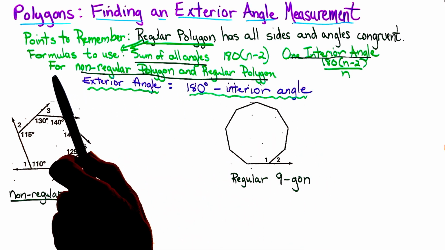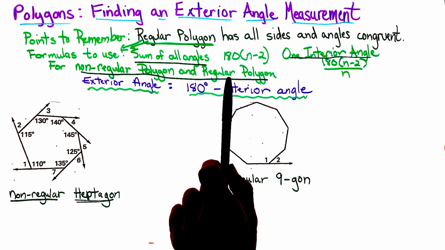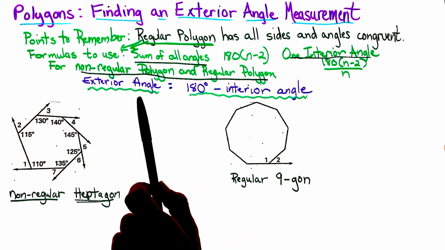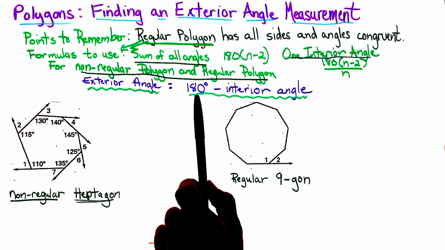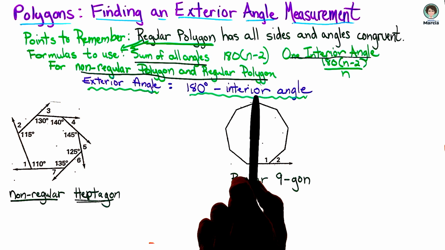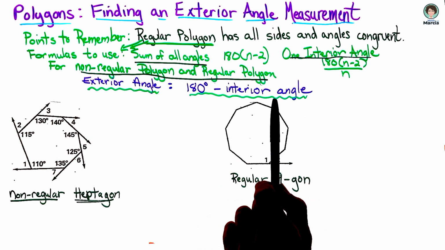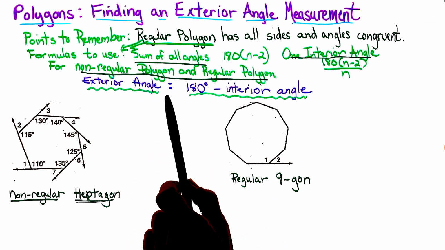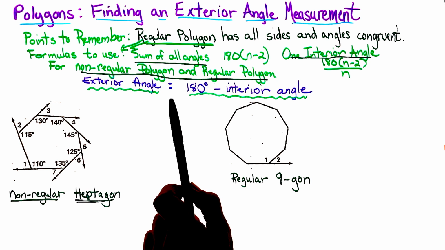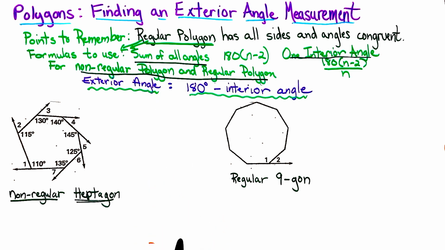If you're trying to find the exterior angle of a non-regular polygon, and even a regular polygon, what you do is you take 180 minus the interior angle. So we're going to need to know the interior angle measurement in order to do this. All of this information I wrote up above so you can refer to it. You can pause the video. You can write things down as we go along if you need to.